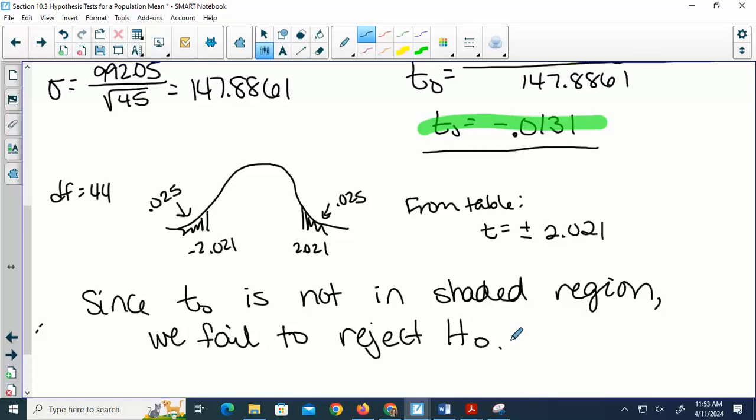We're pretty limited on our t-table, aren't we? Yeah. We only have certain percentages. We only have certain degrees of freedom. So most of these we are going to be relying on our calculator to do. So let's talk about how we would do this on our calculator.